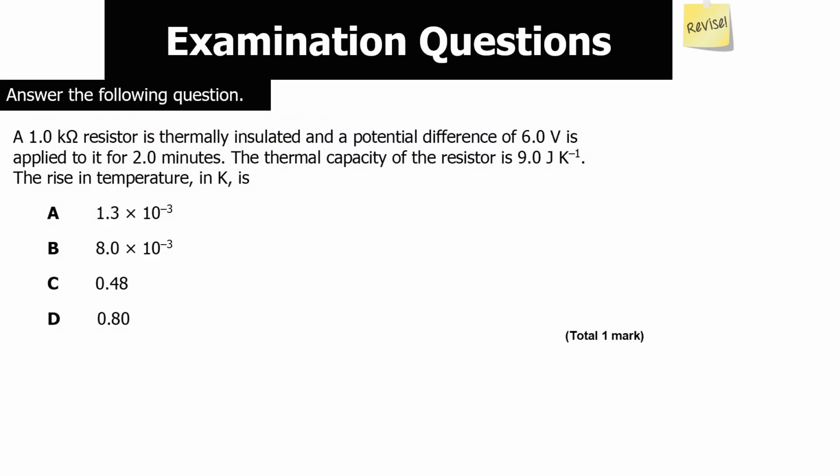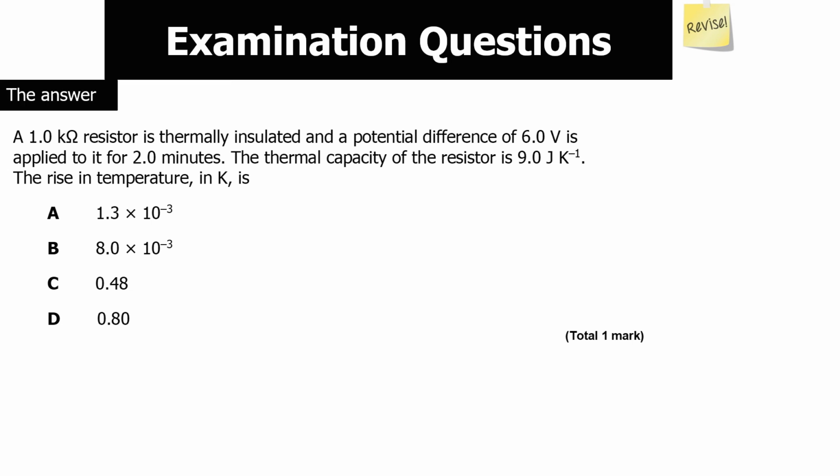The next question says, a 1 kilo ohm resistor is thermally insulated and a potential difference of 6 volts is applied to it for 2 minutes. The thermal capacity of the resistor is 9 joules per Kelvin. The rise in temperature in Kelvin is what? So pause the video now, then unpause the video when you want to go through your answer.